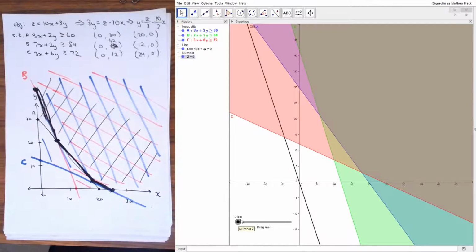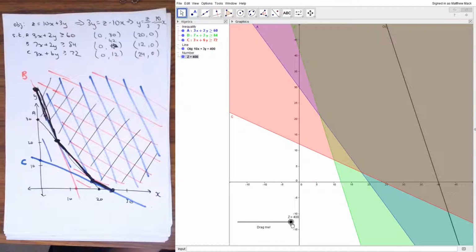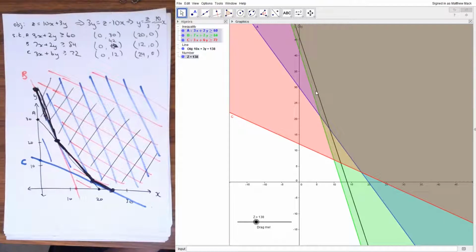Now, again, this is where we've got to remember the main goal of the question. We want to find x and y such that z, the number z, is minimized. So since we want to minimize z, it makes sense that we bring our objective function in from the right until we find a point where this line coincides with some point in the feasible region such that z is as small as we can possibly get.